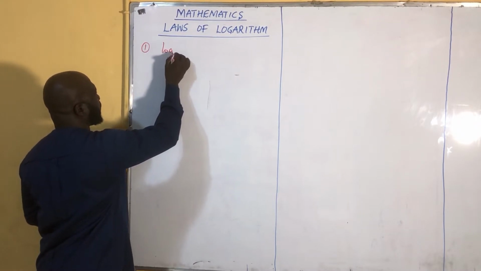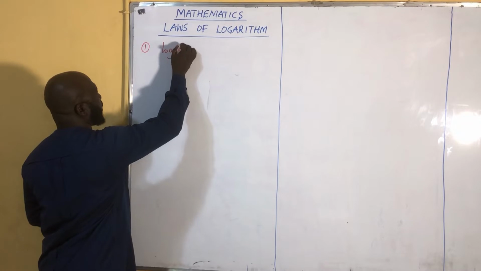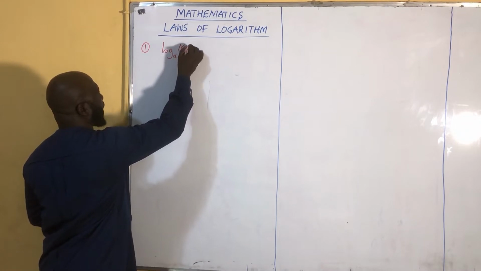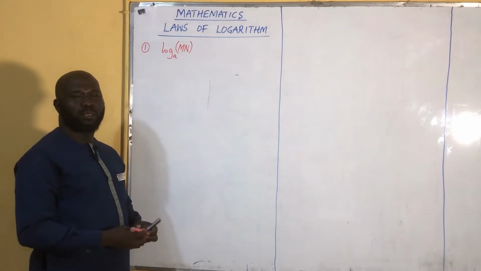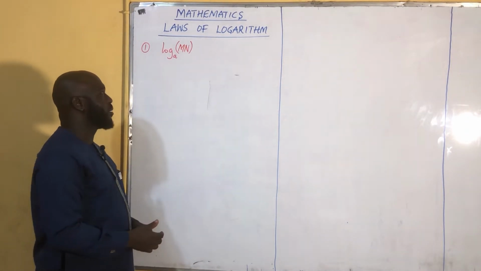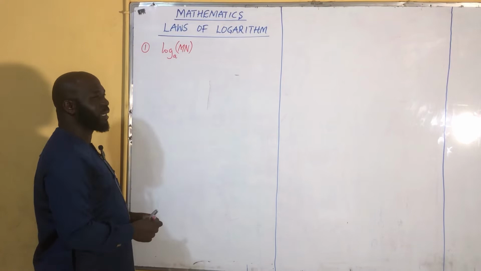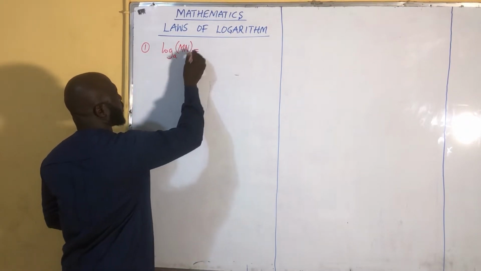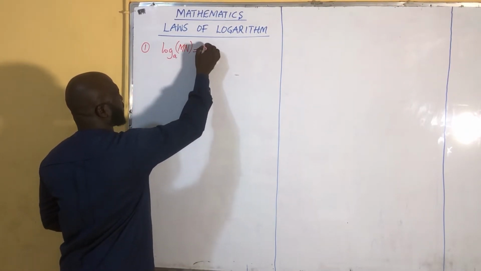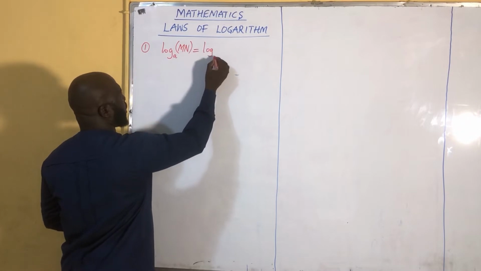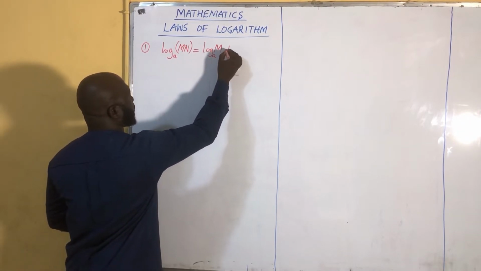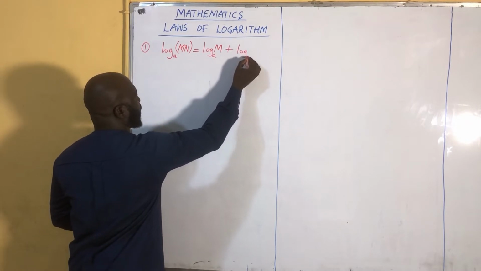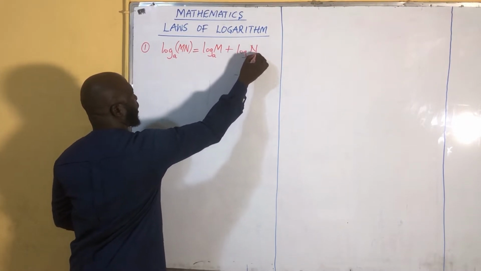Coming back to laws of logarithm, we have many rules under logarithm, but the first one says logarithm to base a of m multiplied by n. The m may be anything, it could be another variable, but in this case we have m and n. So this will give us the expansion logarithm in base a of m plus logarithm in base a of n.